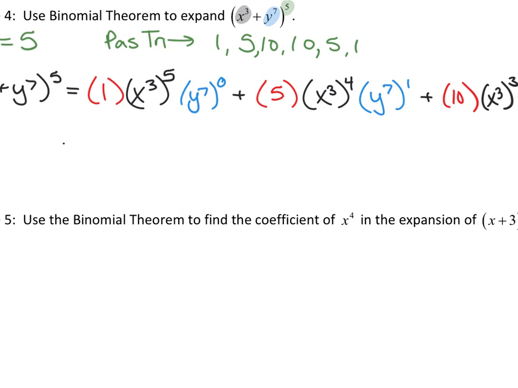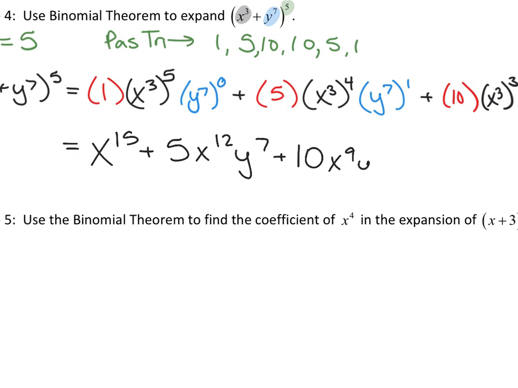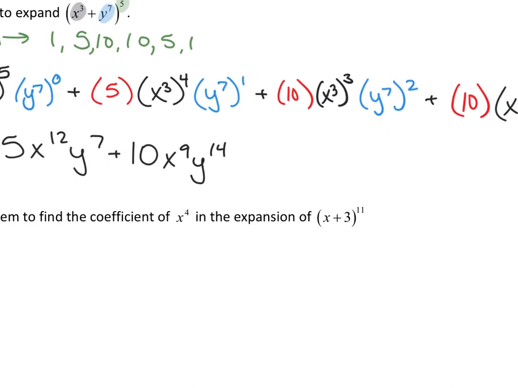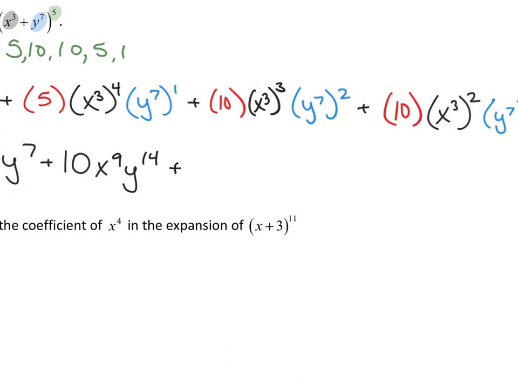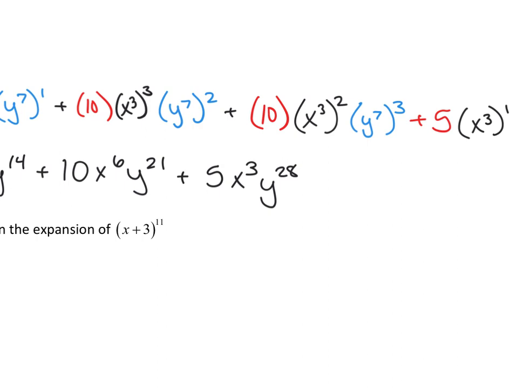Here we go to check our work. We should have x to the 15th plus 5x to the 12th, y to the 7th, plus 10x to the 9th, y to the 14th, plus 10x to the 6th, y to the 21st, plus 5x to the 3rd, y to the 28th, plus y to the 35th.